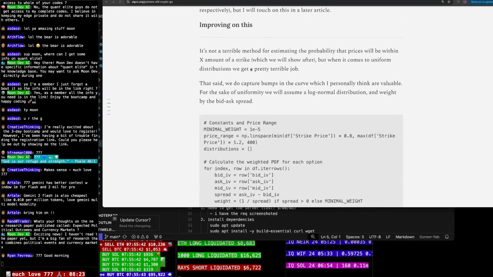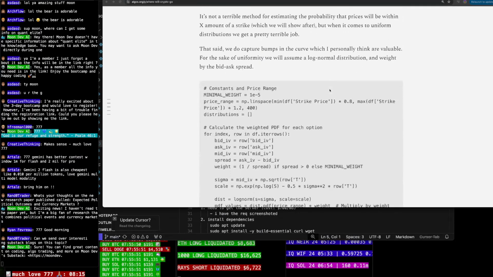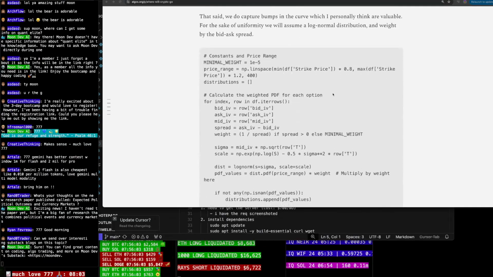Improving on this, it's not a terrible method for estimating the probability that prices will be within some amount of strike, but when it comes to uniform distributions, we get a pretty terrible job. That said, we do capture bumps in the curve, which I personally think are valuable. For the sake of uniformity, we will assume a log normal distribution and weight by the bid-ask spread.